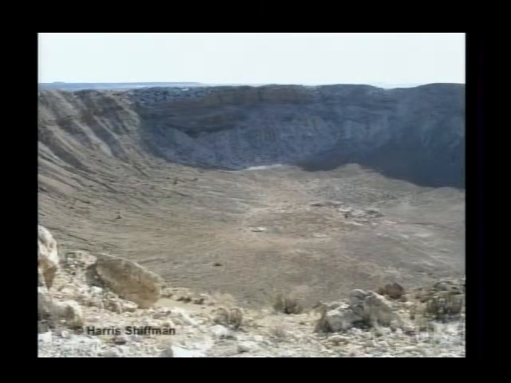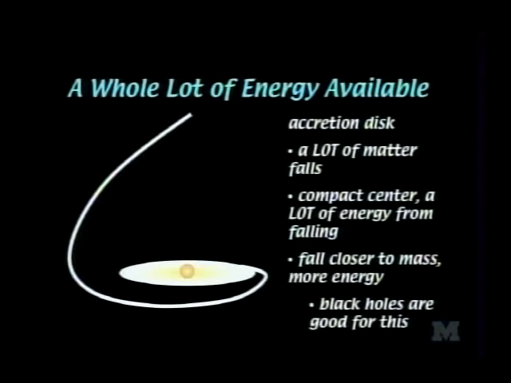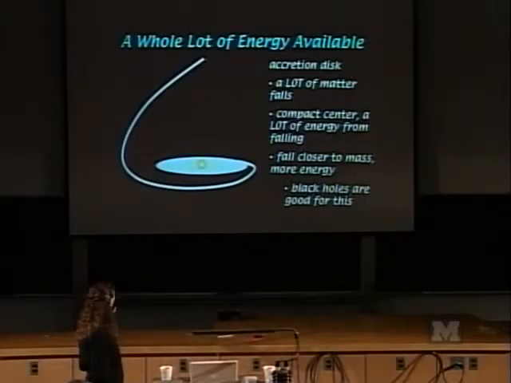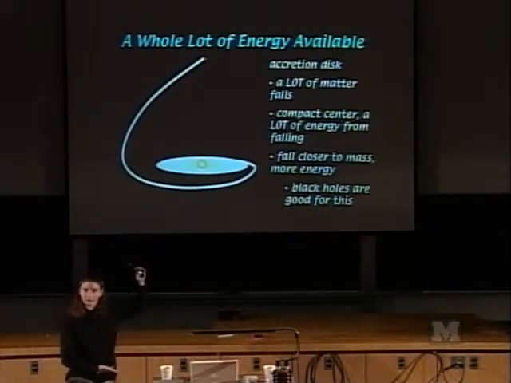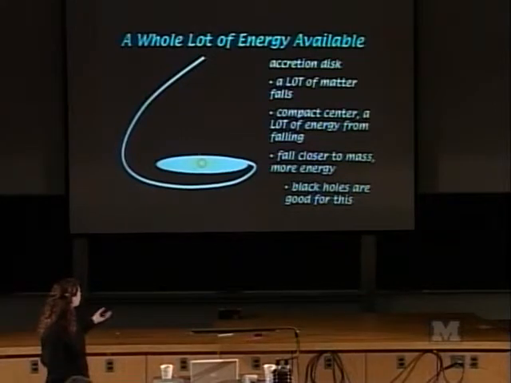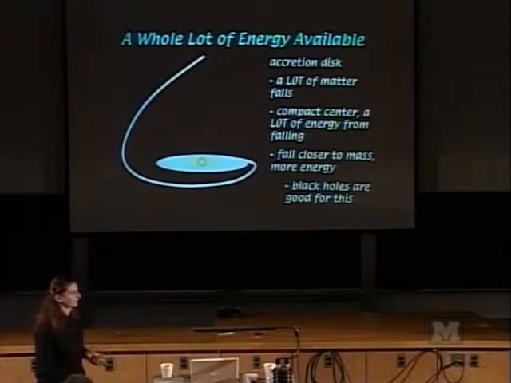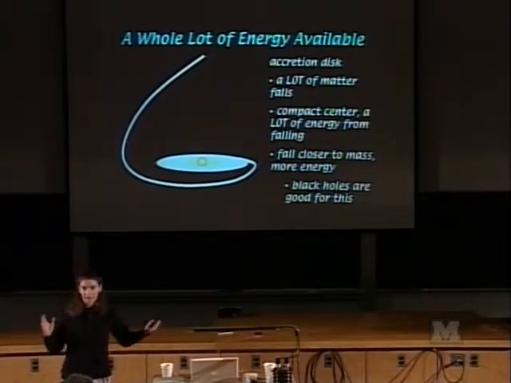This is a crater created by a meteor in Arizona. What happens for an object like this, a bit less crater-like, is that you have a stream of material that is falling onto some central object. A lot of material falls in. If you have a very compact, very heavy center, the more you fall towards something heavy, the more energy you get, the more you speed up. So if you get closer to a big mass, you get more energy. So if you get really close to a star, you would get a lot of energy.